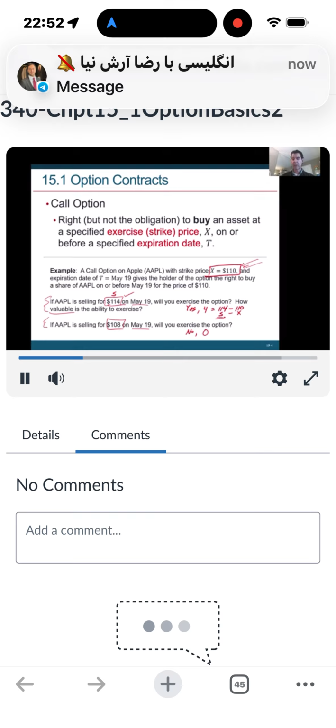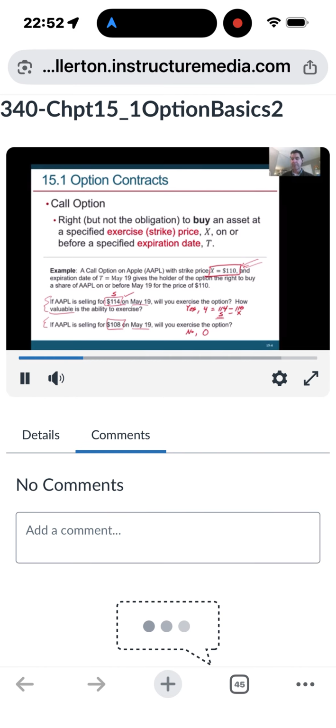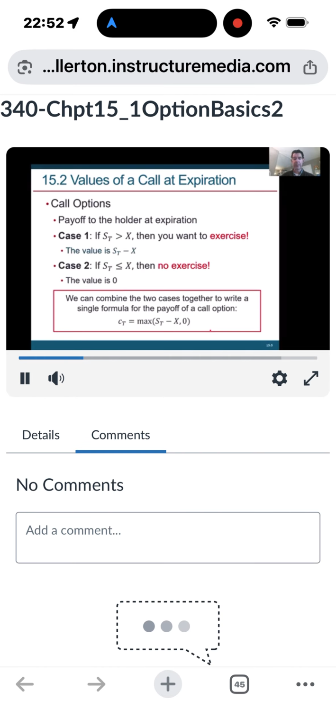Okay, let's turn this payoff function into an actual formula. So for a call option, what are we looking at here? The payoff to the holder at expiration. Again, this does not take into account how much you paid for the option. That's something separate, but assume you already have an option, you hold it to expiration, and then on expiration, how valuable is it to you?